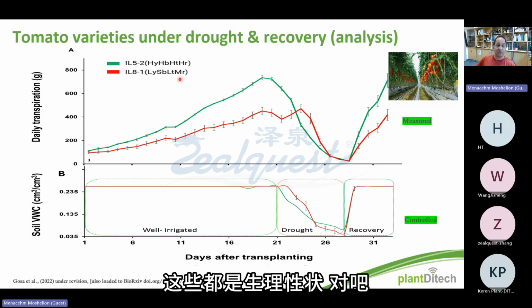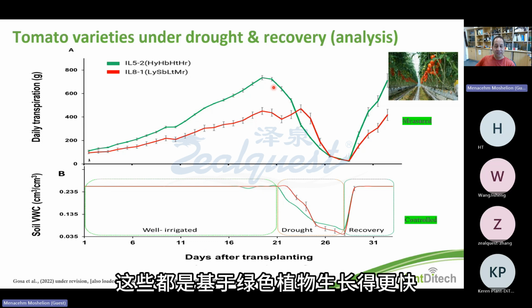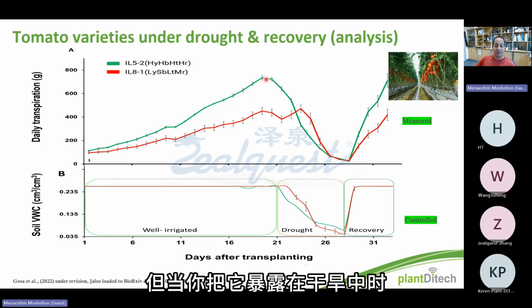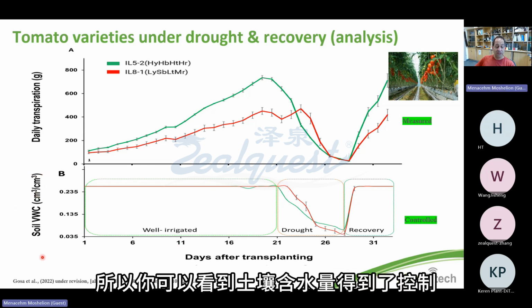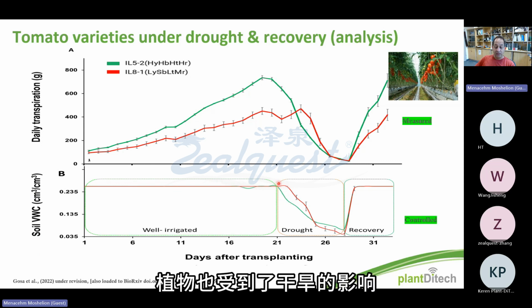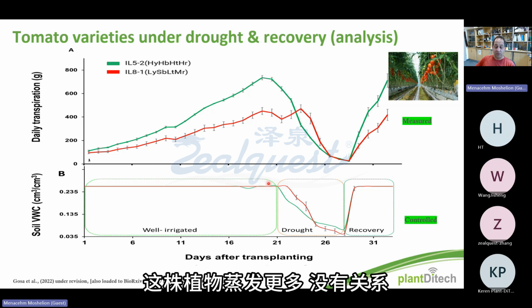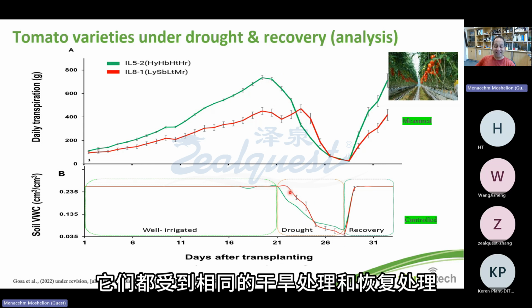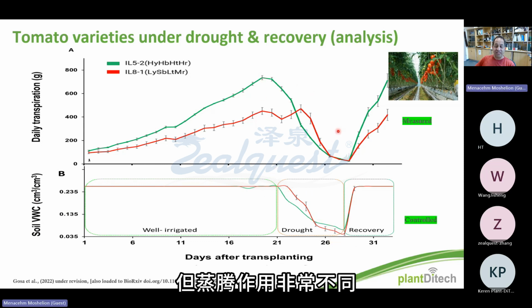These are physiological traits, right? This is not coming from a camera. So you can see it day by day. These are day resolution. The green plant becomes much faster growing, but when you expose it to drought, you see the drought start here. Again, everything is automatically controlled by the system. So you see the soil water content is controlled, and the plant is exposed to drought. So the drought is similar. It doesn't matter that this plant transpires more than this one. They are both exposed to the identical drought treatment and a recovery treatment. So you see the soil water content is identical for both of them, but the transpiration is very different.